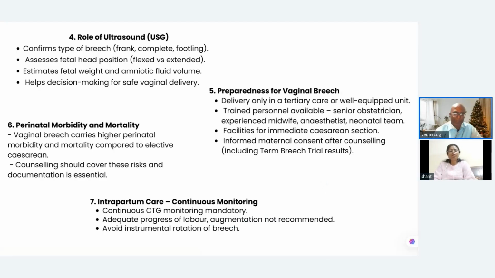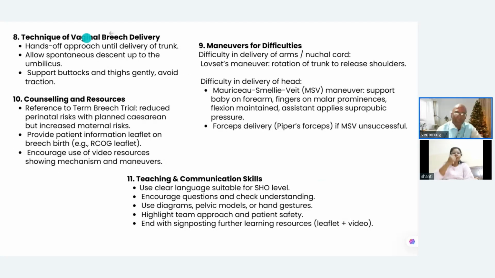Then technique of vaginal breech delivery: hands-off approach until delivery of the trunk, allow spontaneous descent up to the umbilicus, support buttocks and thighs gently, avoid traction. This you have covered. Then maneuvers for difficulties: difficulty in delivery of the arm or nuchal cord, Lovset's maneuver, rotation of the trunk to release the shoulders. So you release the shoulders by using the Lovset's maneuver. When there is a difficulty in delivery of the head, we have the Mauriceau-Smellie-Veit technique and forceps delivery. So these are actually the only two indicated. Third, you can just mention, but however, it is not used.